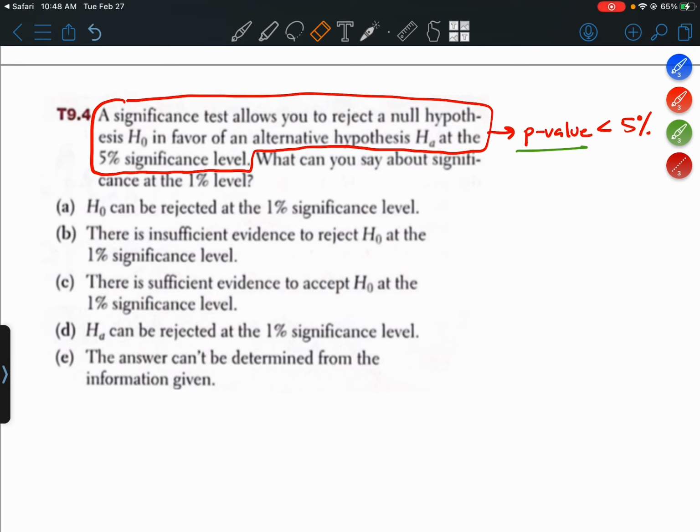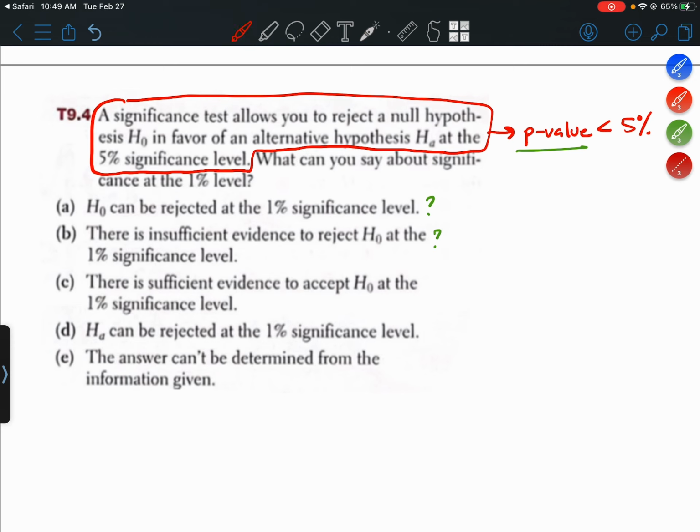Okay, so we'll read through the answer choices. A says H0 can be rejected at the 1% significance level. Maybe, depends. B says there is insufficient evidence to reject H0 at the 1% significance level. Again, that's a maybe. It depends if the p-value is 4% or 0.5%. C says there is sufficient evidence to accept H0 at the 1% significance level.